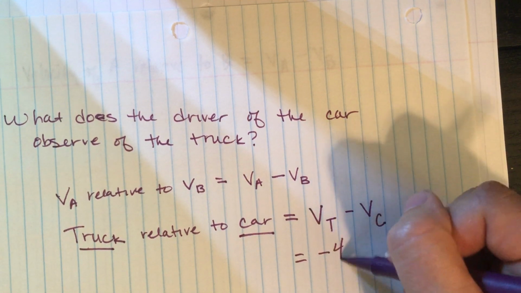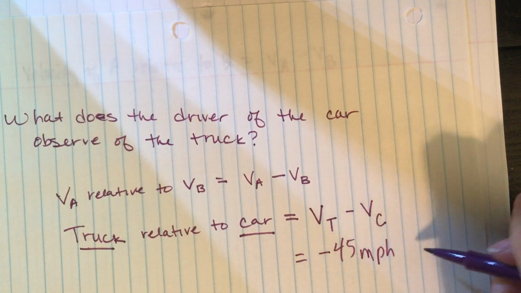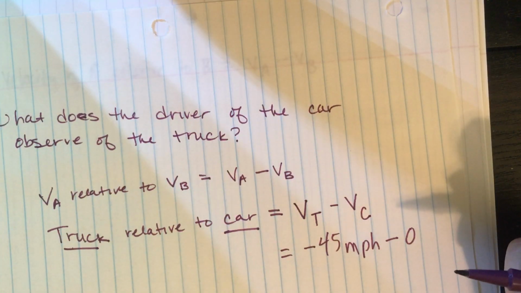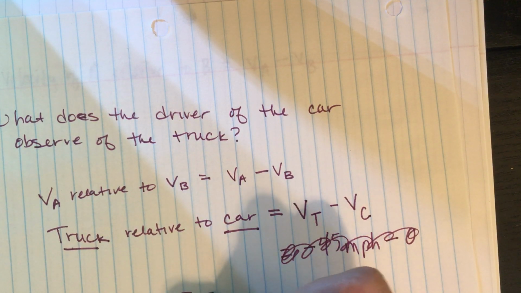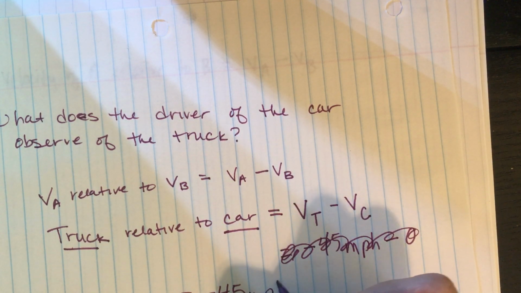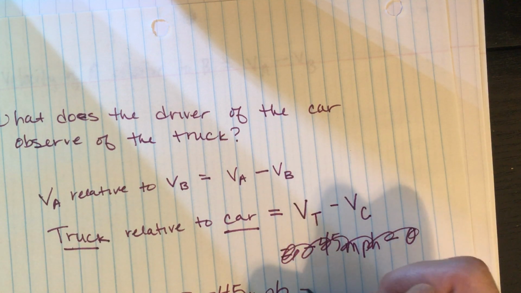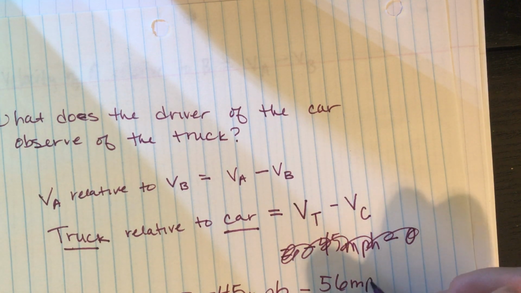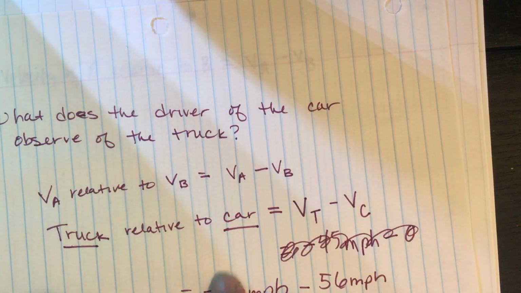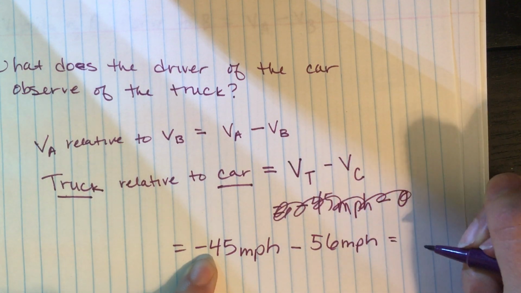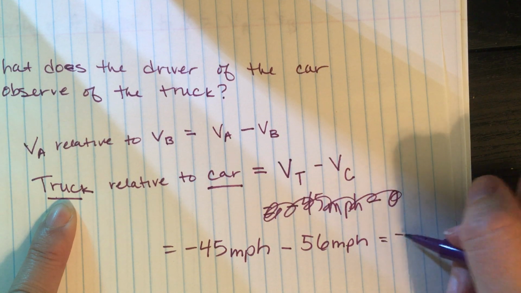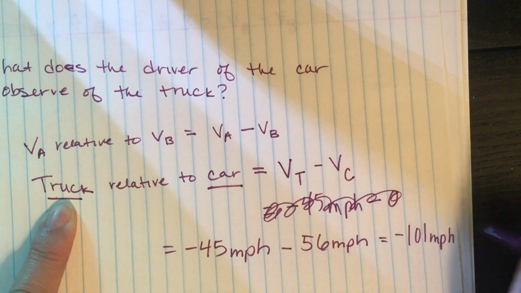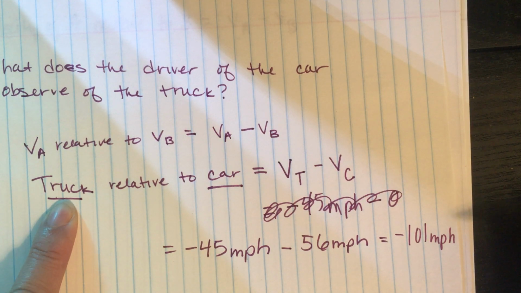So we have a negative 45 miles per hour minus zero, I'm sorry, not zero. It's going to be a negative 45 miles per hour minus 56 miles per hour. The velocity of the truck was inherently negative, minus the positive velocity of the car. So the velocity of the truck relative to the car is going to be negative 101 miles per hour.